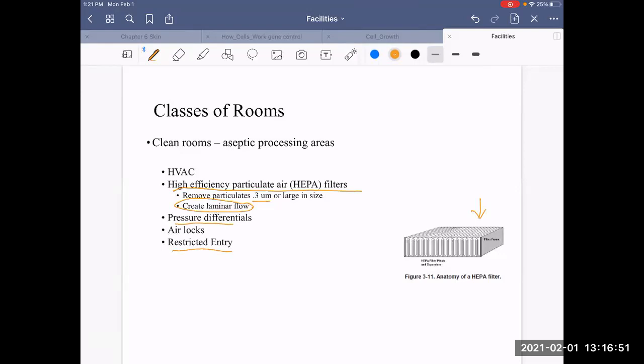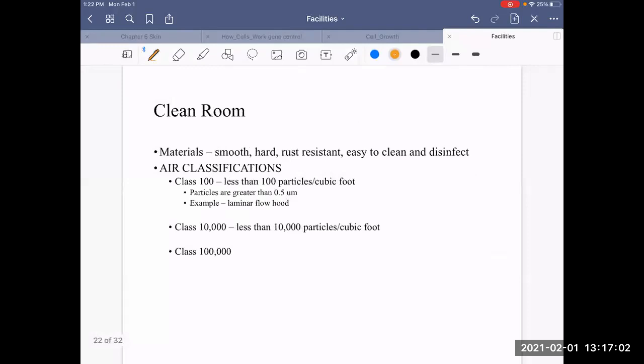Okay, a HEPA filter is like a pleated filter. It's got really small holes in it so that things get stuck in it and don't go through. Okay, now a clean room, the materials in there are going to be smooth and hard and easy to clean and disinfect. Okay, they're going to be resistant to rust. We don't want any oxidation. We don't want any particulates in there. We don't want any particles in the air.